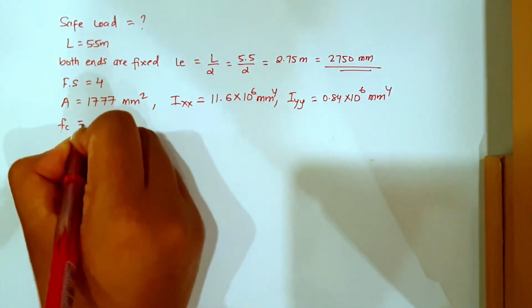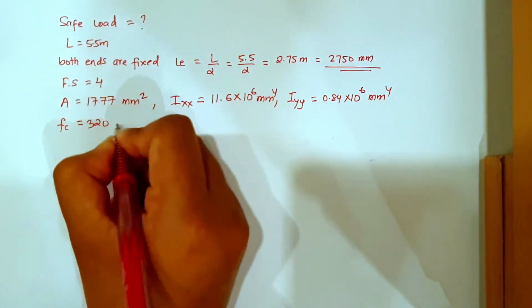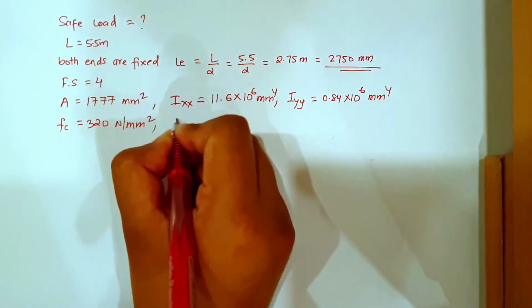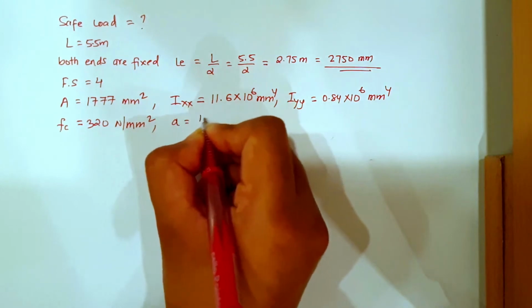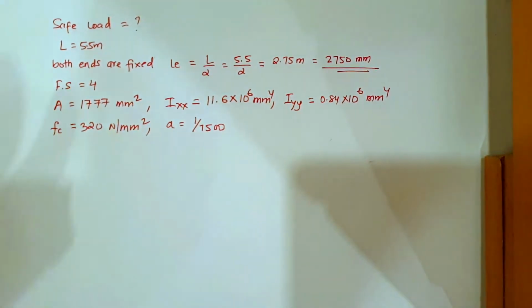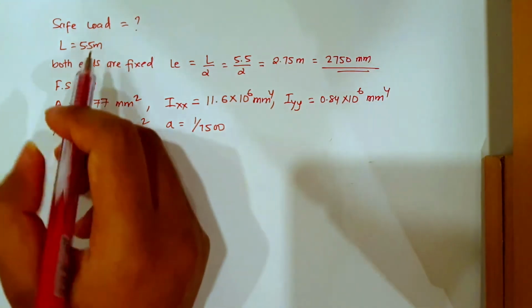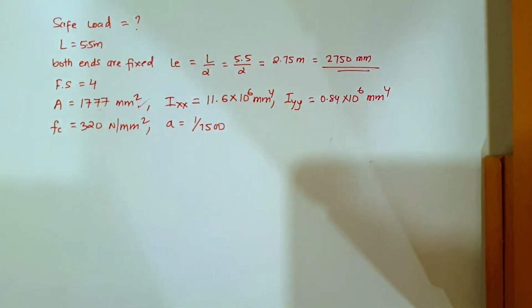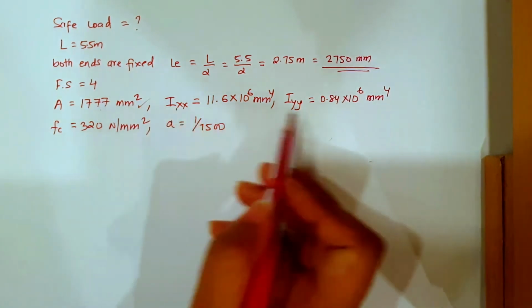F of C is given equal to 320 Newton per mm square, and Rankine's constant is given equal to 1 by 7500. So these are given in the question. Now let us first find area, right? No, we don't need to find area, it is already given. Then what else do we need to find? We don't need to find moment of inertia also.